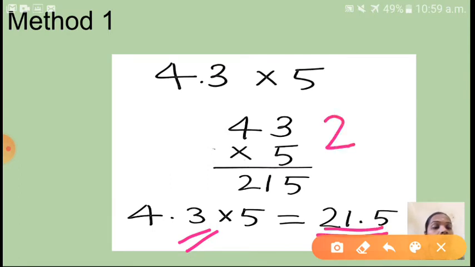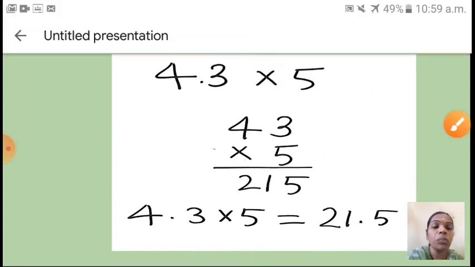215, isn't it? So after the decimal point, how many numbers should come? Yes, only 1 number should come. So just count from right towards the left side, 1 digit, and here you have to put a decimal point. So what is your answer here, children? 21.5. So 4.3 into 5 is equal to 21.5.